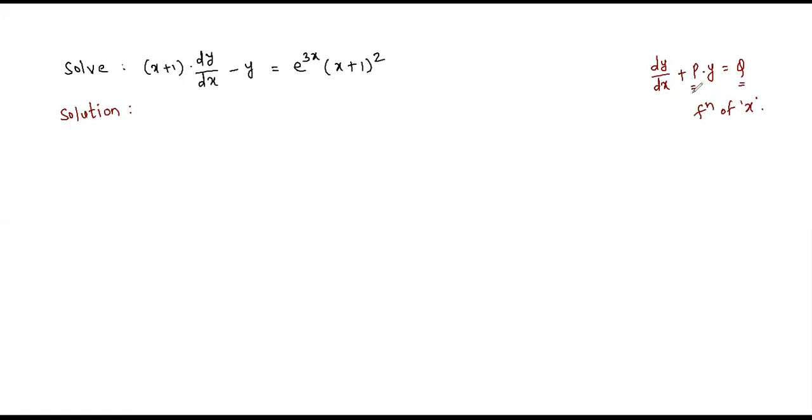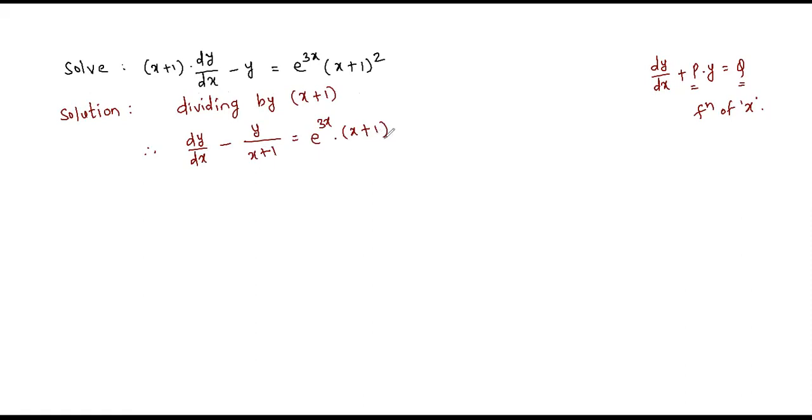So I will divide the whole equation by x plus 1. Dividing by x plus 1, I will get dy by dx minus y into x plus 1 equals e to the power 3x. What will I get here? x plus 1. Is it right?